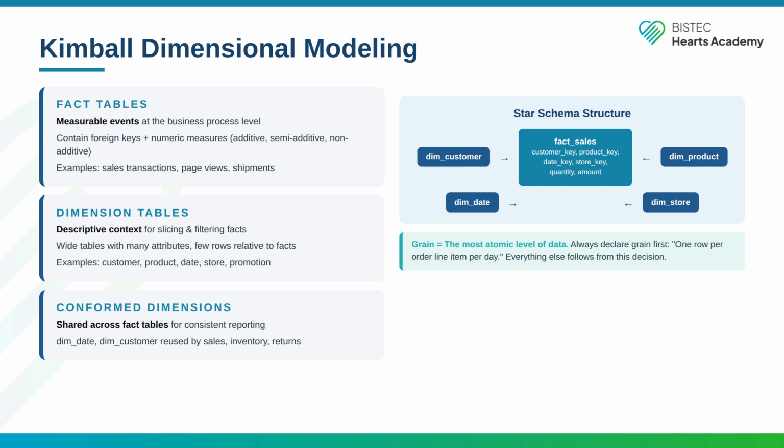Fact tables store measurable events, things that happened in your business. Each row represents one business event at the declared grain. Facts contain foreign keys pointing to dimensions plus numeric measures.